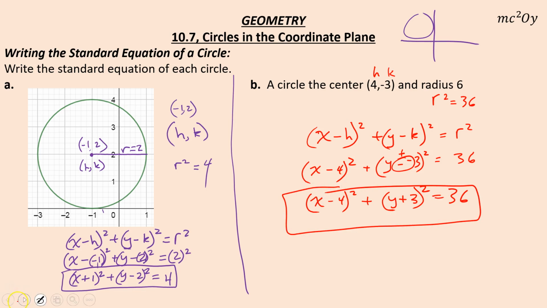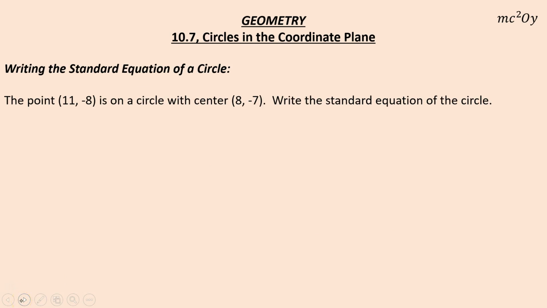All right, let's go ahead and try another one here. The point (11, -8) is on a circle centered at (8, -7). Write the standard equation of the circle. Well, if it's centered at (8, -7), we've got to get used to that just being our h, k value. And so to write the equation, we need to know r squared.